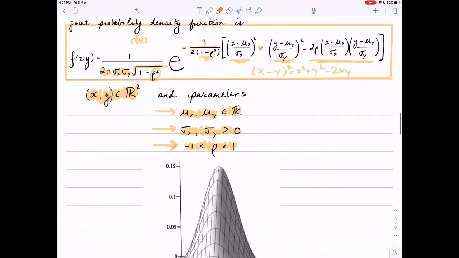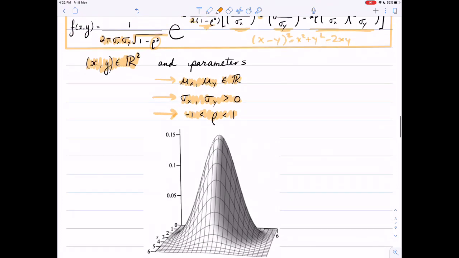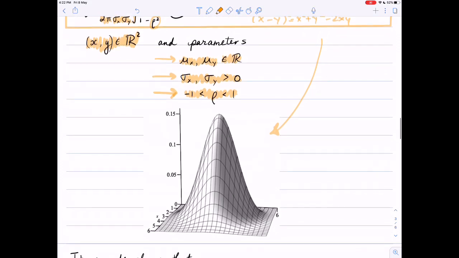So if we were to graph this thing, when we talk about the bell curve, right? Well, the bell curve is a single curve. This is actually a bell surface, a three-dimensional bell. So this is one example of what that density function would look like graphed in R3.